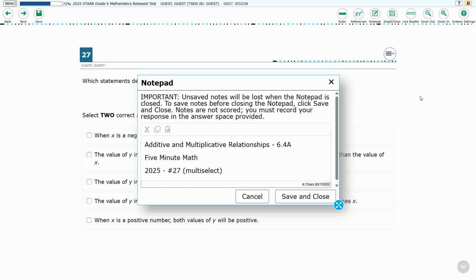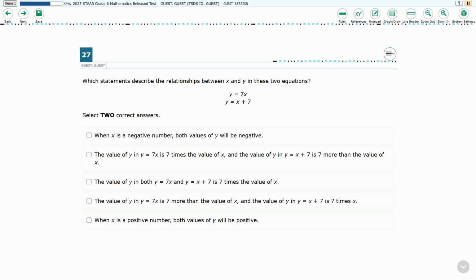Today we are looking at the 6th grade concept of additive and multiplicative relationships. This is standard 6.4a in the great state of Texas, and we are using item number 27 of the 2025 released STAAR test. This is a new item type called multi-select, and if you haven't done so already, please go ahead and take a moment to pause the video, work this problem out on your own, unpause it, and we will look at our answers together.